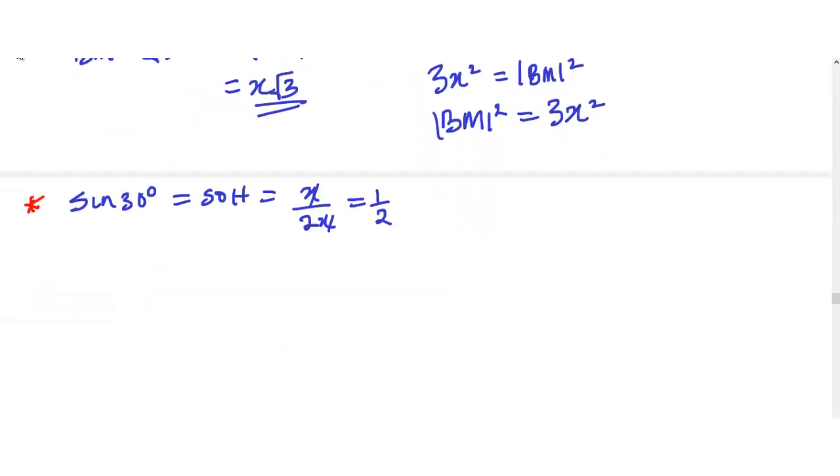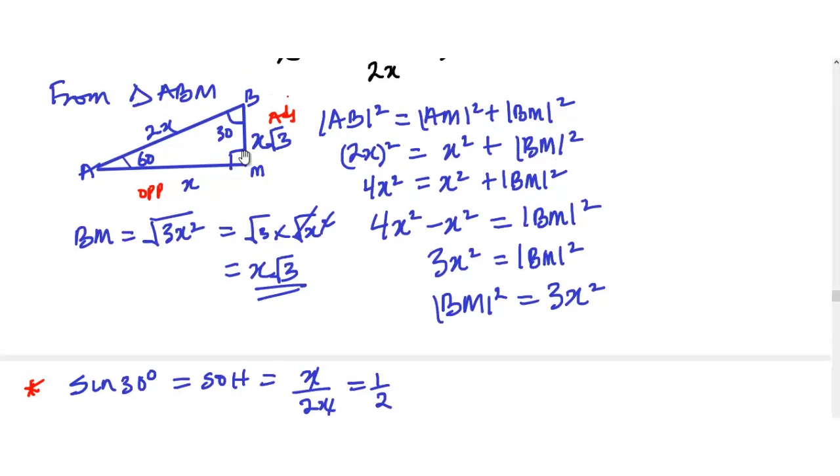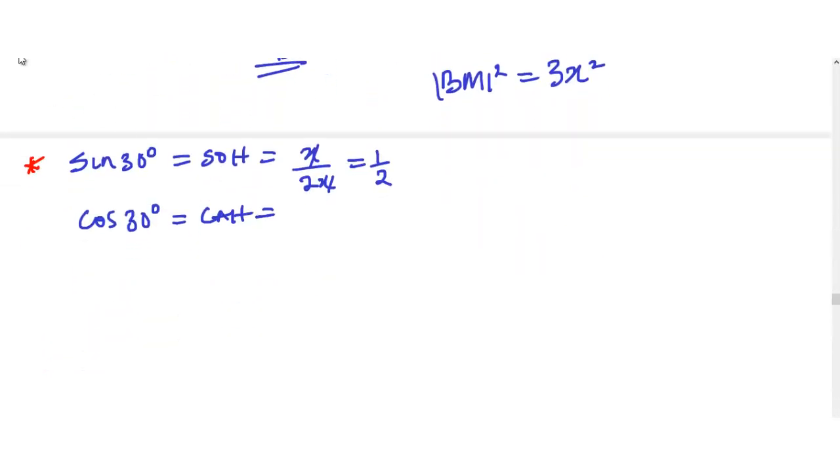Then the next one is cos 30 degree. And that is cos, which is adjacent over hypotenuse. So what is adjacent? X root 3 over 2x. So we have x root 3 over 2x, so x cancels x, and we have root 3 over 2.